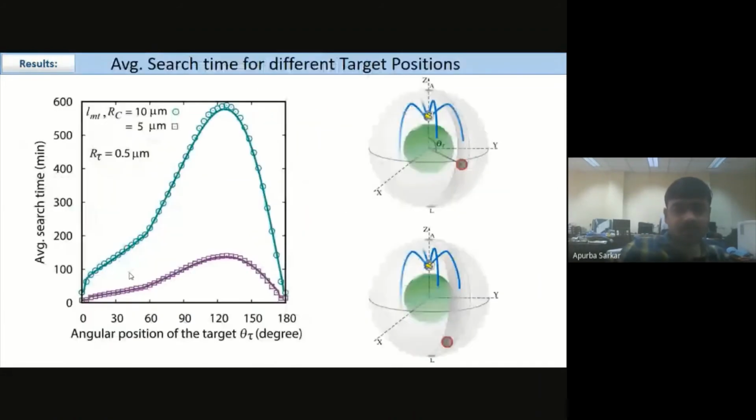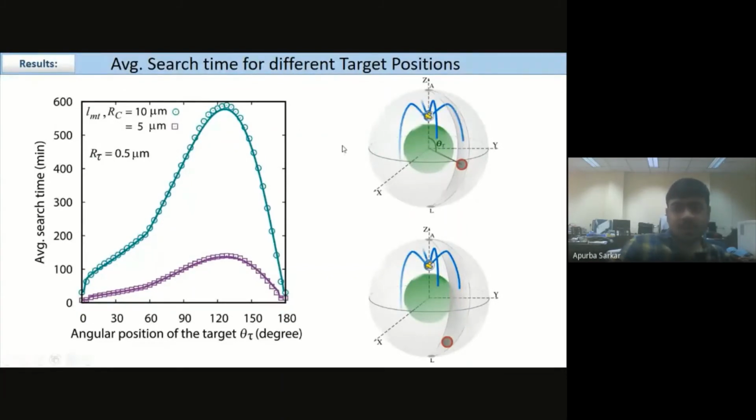Now here we plot the average search time as a function of the angular position of the target, theta d. Very interestingly, you find that when the target is at the proximal pole of the surface and at the distal pole, the search time is minimum. And for the intermediate position of the target, the search time is maximum. When the target is located at the proximal pole, the search time is minimum because the distance between the target and the MTOC is less. So the microtubule needs to travel a shorter distance to capture the target, hence it reduces the search time.